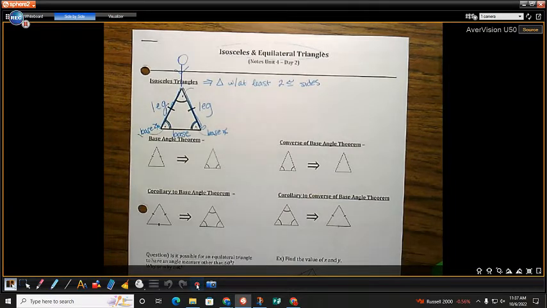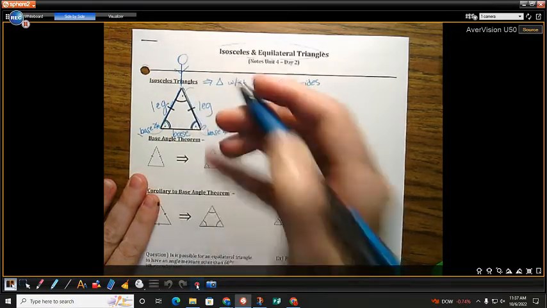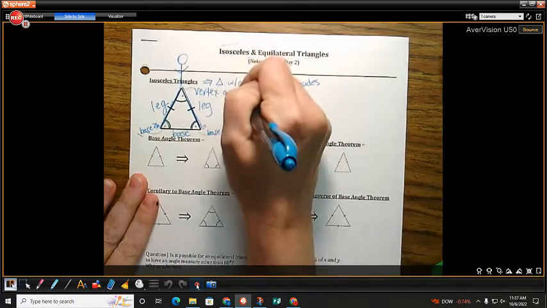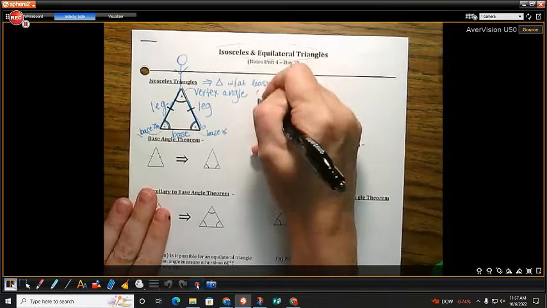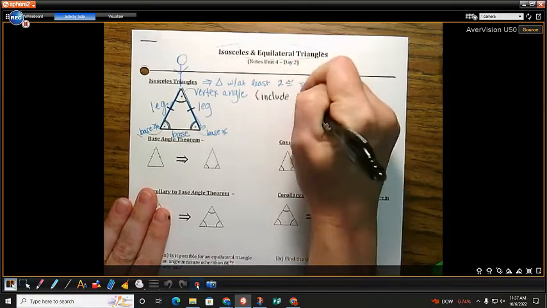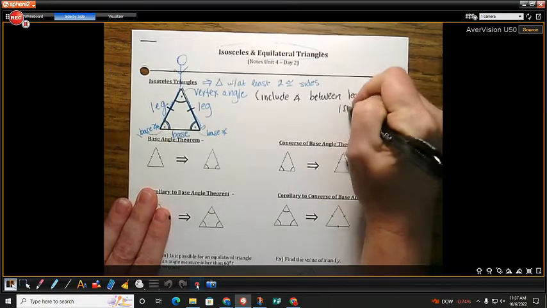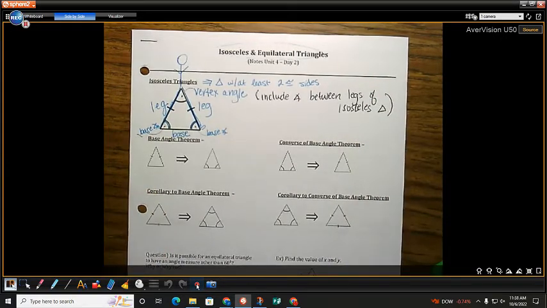Okay. And then up here where the legs meet, what do we call that angle? The point. We're going to call that the vertex angle to keep things appropriate. Because calling it the crotch angle just doesn't fly. So we're just going to call that the vertex angle. Now, the thing about the vertex angle, it's the included angle between the legs of an isosceles triangle. An included angle is just an angle that's between the two sides.